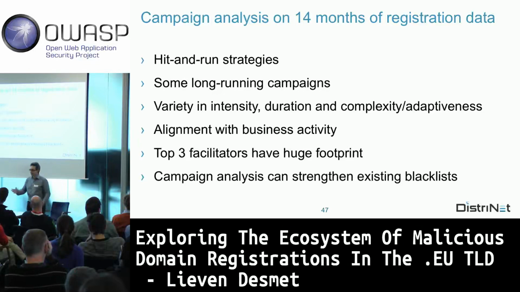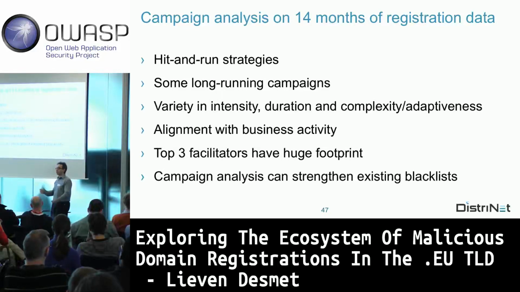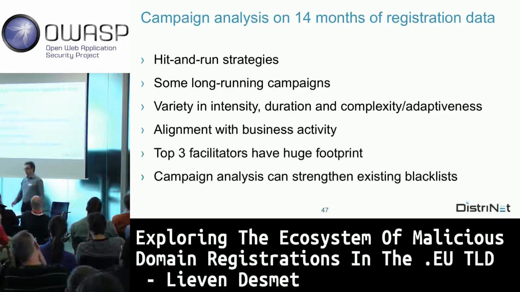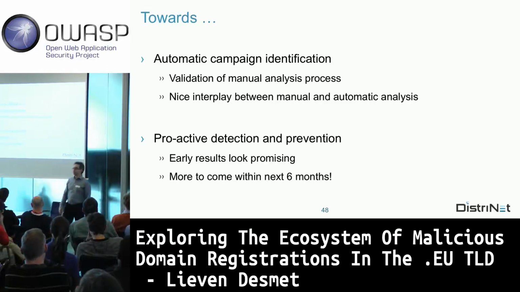We saw some interesting alignments with business activity, on purpose or mimicking, we don't know. We saw also that the top 3 facilitators have a huge footprint. The top 3 facilitators, registrars, email addresses, or email providers, represent a large fraction of our dataset. And we also saw that with the campaign analysis, we can extend the know-how we already have in blacklist services. We saw that we can work towards automated campaign identification, and it would be a nice interplay between manual and automated. And we also see that we can go to proactive detection and prevention, and I hope within 6 months I can give you an update on how successful this is in practice on the .eu TLD.